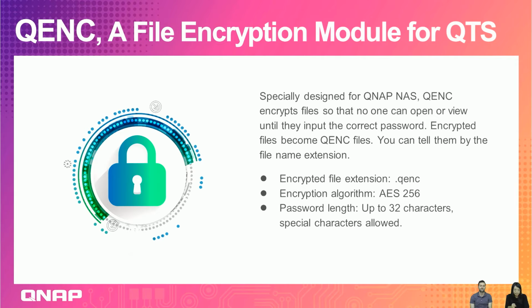QENC is a file-level encryption designed for QNAP NAS. We adopt AES 256-bit as the algorithm to encrypt files. The file extension changes to QENC when it has been encrypted, and no one can open or view the file until they input the correct password to decrypt it. The accepted password length is up to 32 characters and allows special characters.